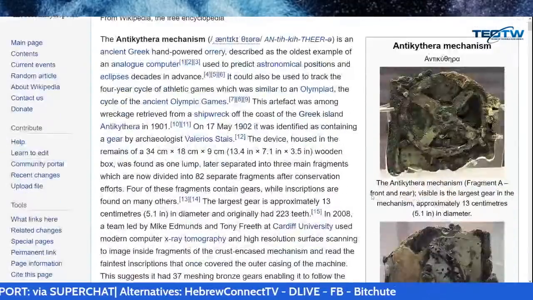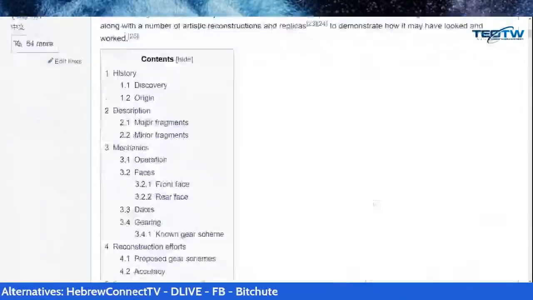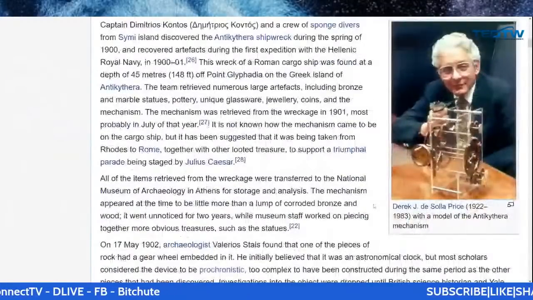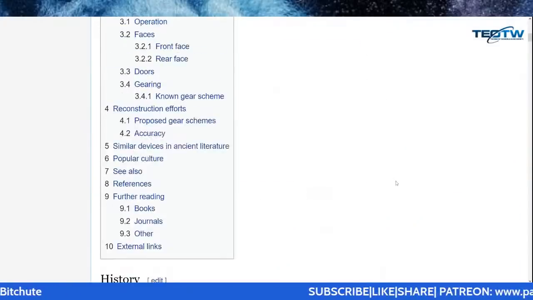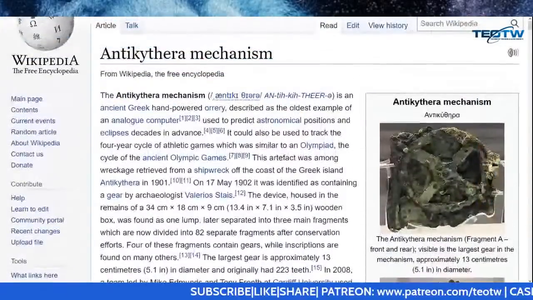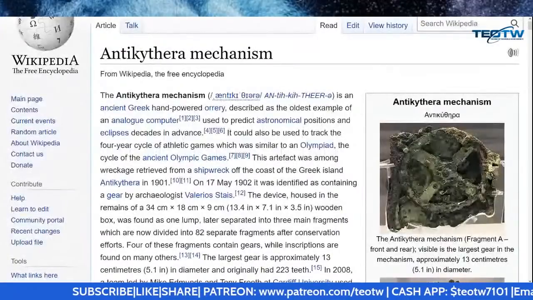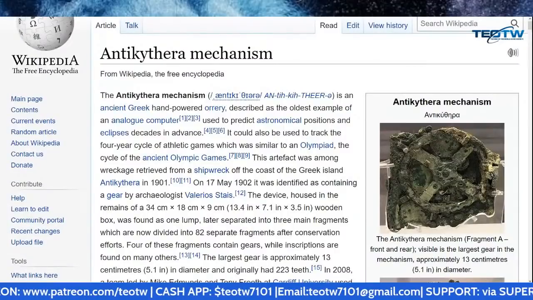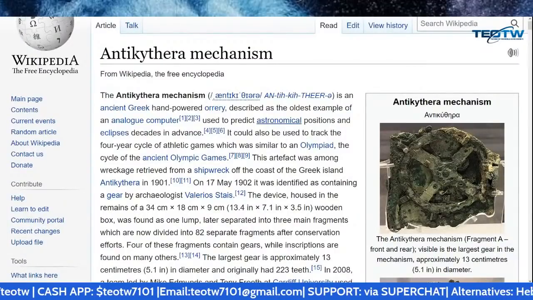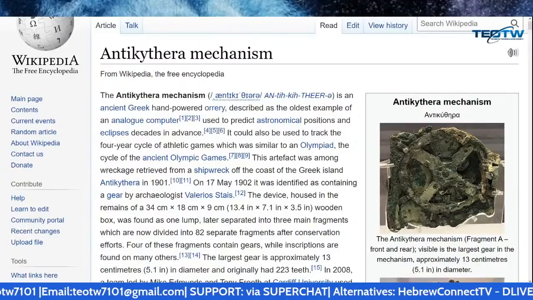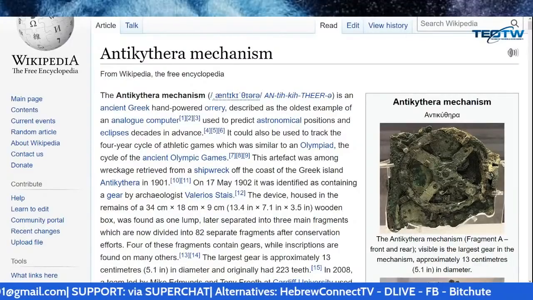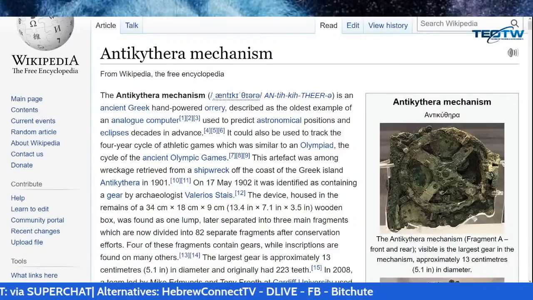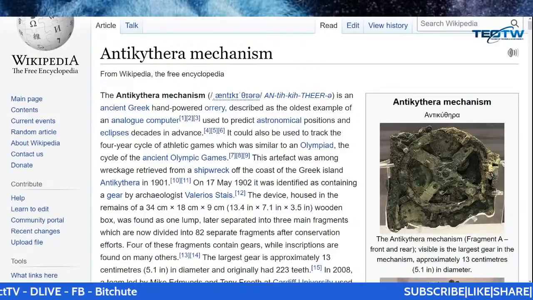Let's see. I think it's down here, right here, a sort of modern make of it. Yep. And so, they call these out of place artifacts because they're out of place for the time that they're in. So the Antikythera mechanism is an ancient Greek hand-powered orrery described as the oldest example of an analog computer used to predict astronomical positions and eclipses decades in advance. It could also be used to track the 4-year cycle of athletic games, which was similar to an Olympiad, the cycle of the ancient Olympic Games.